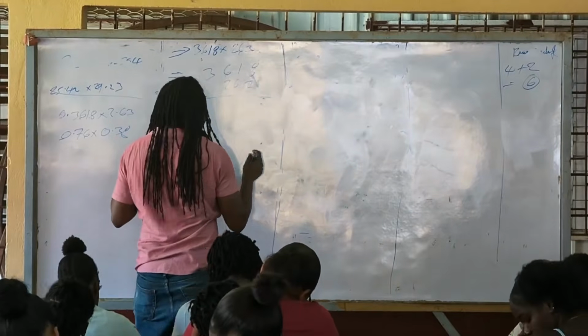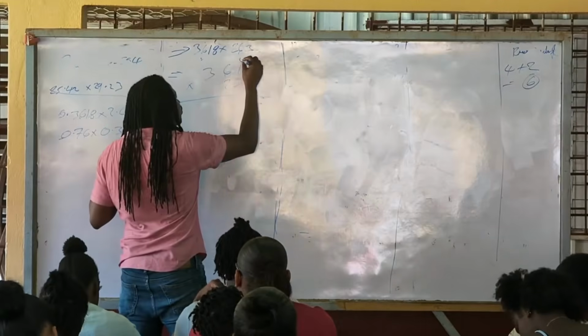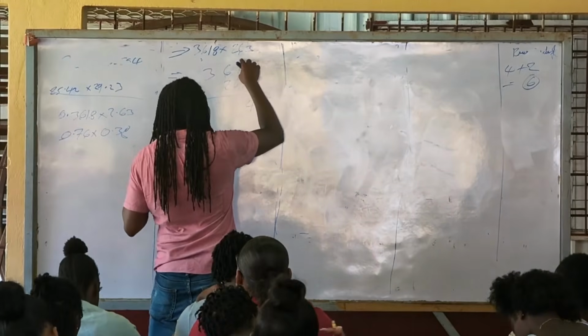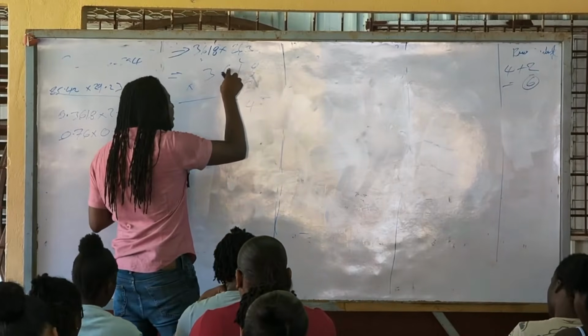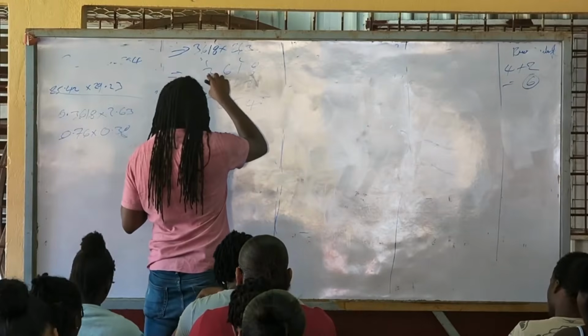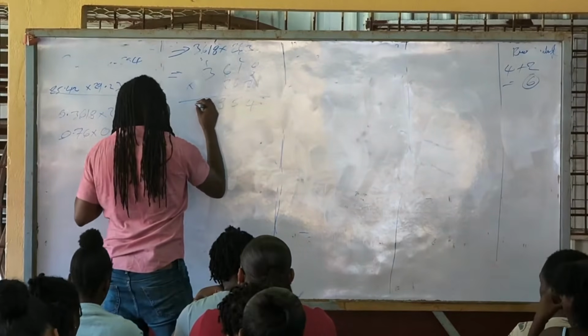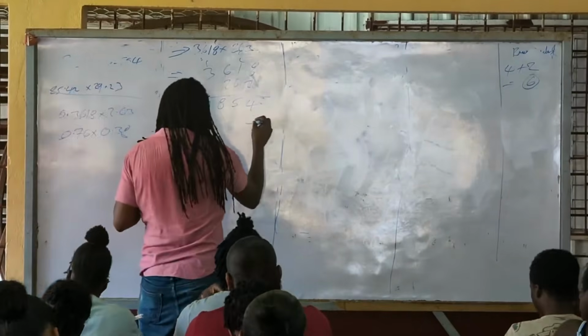All right, ready? 3 8s, 24 carry 2. 3 1s and 2, 5. 3 6s, carry 1. 3 3s and 1. Everybody did it so. All right, placeholder.